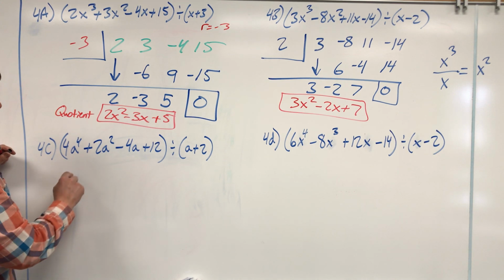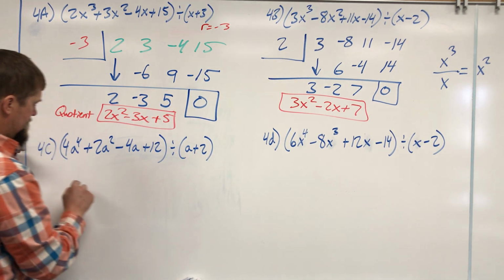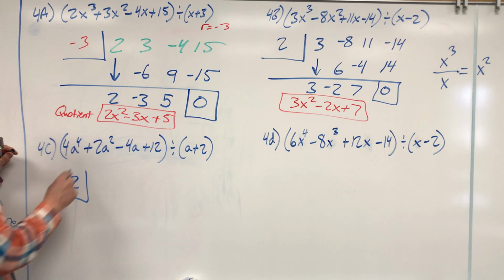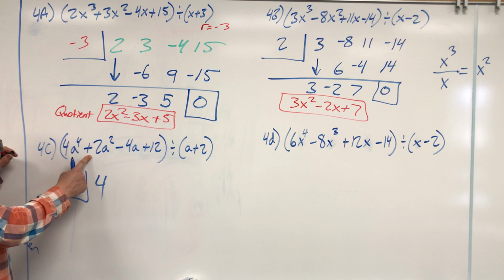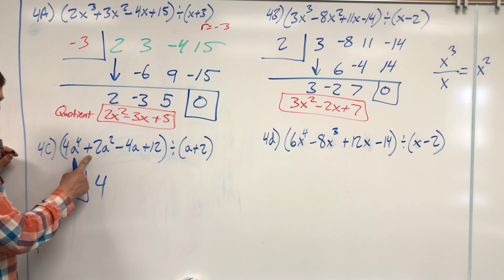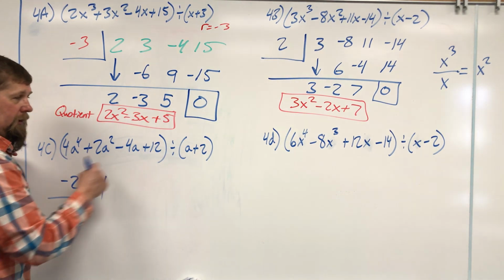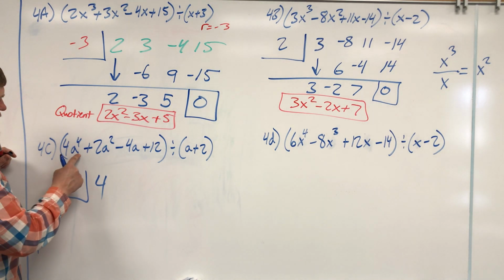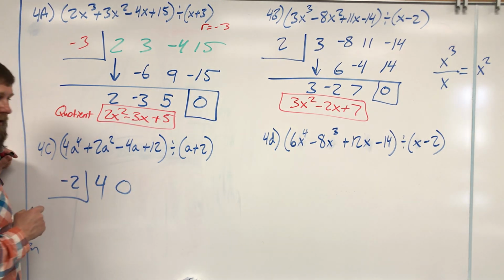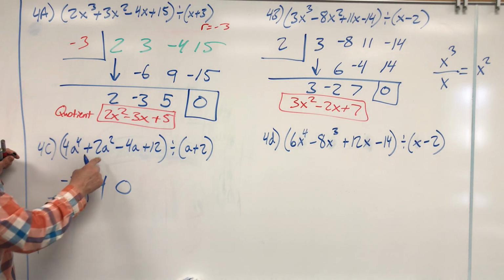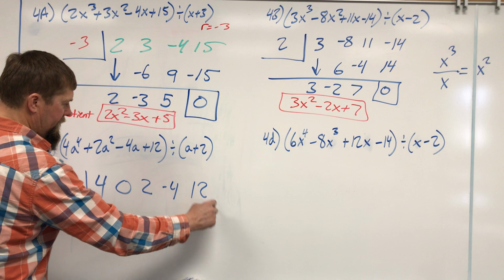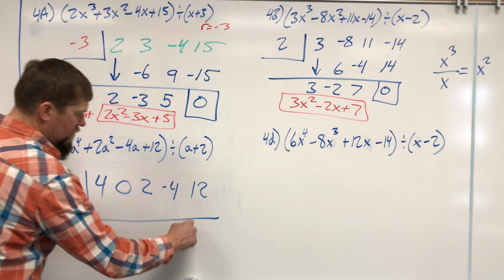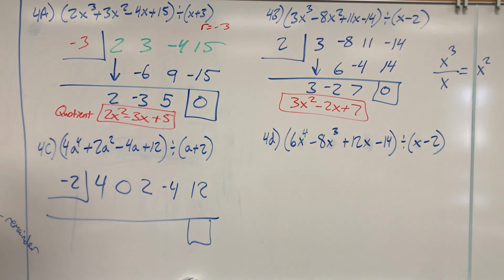Now, let's do the same thing here. Again, r is the opposite, so negative 2. This time I put a 4 here, but I am missing a cubic. Remember we talked about with long division, you have to account for all of the terms. Since I'm missing a cubic, I have to put in 0. Then 2, then negative 4, and then 12. Draw a line, put a box for your remainder, and go ahead and process.